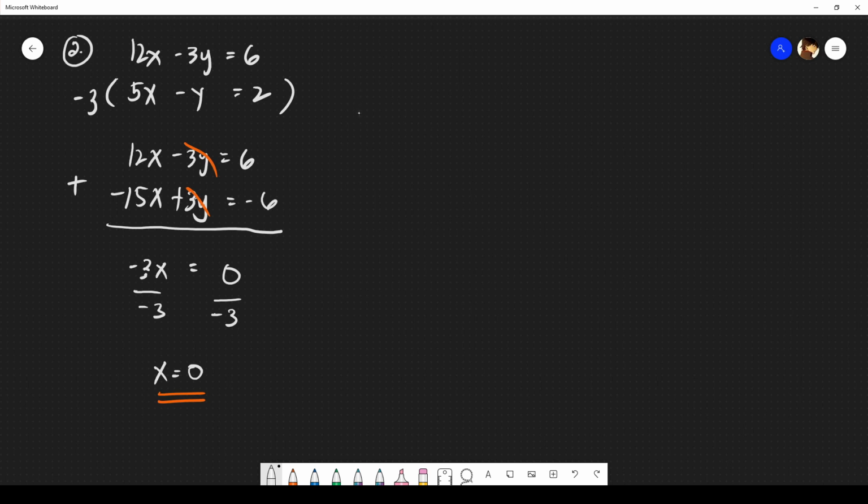So to get the value of y, again, we need to substitute on either equation 1 or equation 2. In this example, I'm going to substitute it on equation 2. So that will give us 5 times 0 minus y is equal to 2. So 5 times 0, that is 0. So negative y is equal to 2. So since we only need the positive values of y, we need to divide both sides by negative 1.